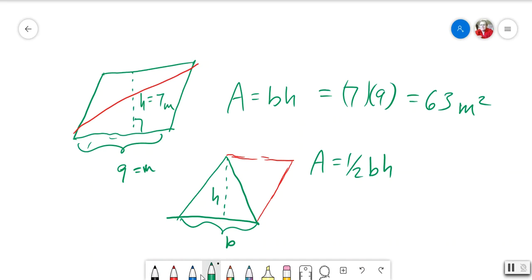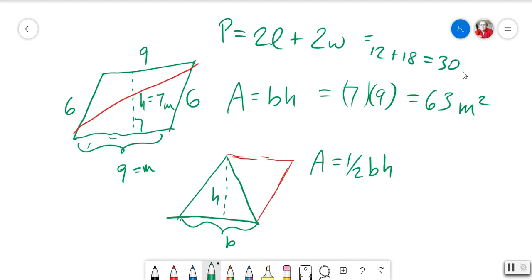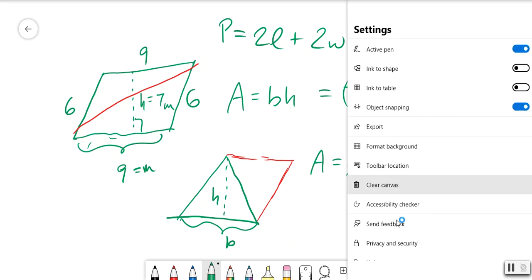Okay. For a parallelogram, suppose I knew that this was 6. The opposite sides are the same, so the perimeter would be 2 times the length plus 2 times the width. 2 times 6 is 12. 2 times 9 is 18, and that would be 30. And that would be plain meters, not square meters. All right. A rhombus is just a special parallelogram, so same for it.